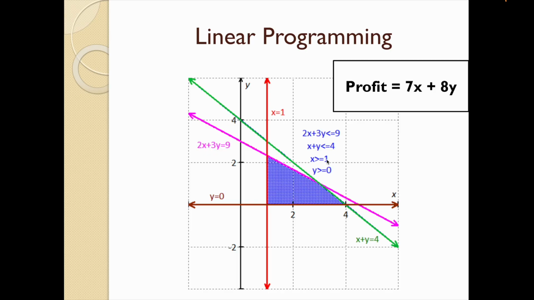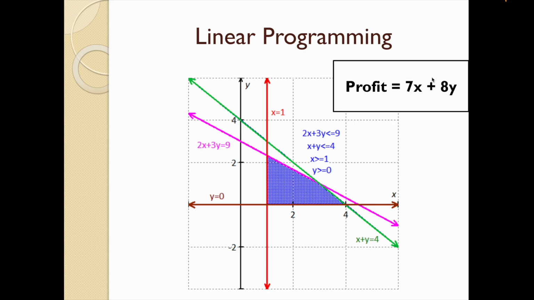x is more than or equal to 1. So this is also a constraint. It's telling me it has to be more than or equal to 1. These here are considered to be constraints. And the decision variables would be x and y. So as you can see here, x and y represent the decision variables. These inequalities here represent the constraints. Inside here represents the feasible region where we find the feasible solutions.